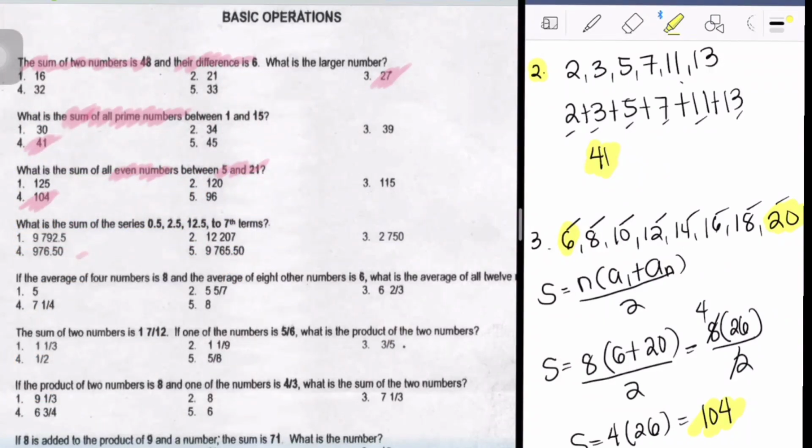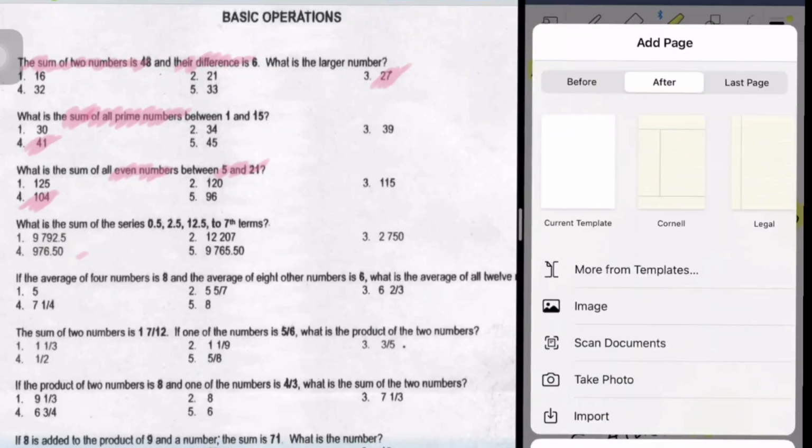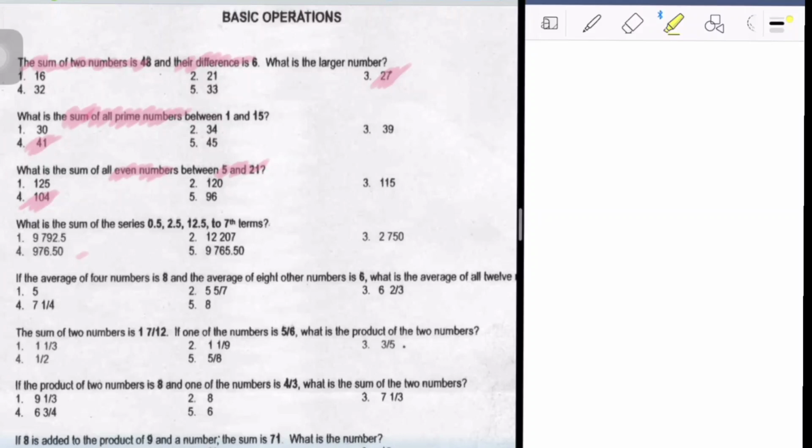So 104. Okay? Let's now move on with question number 5. Or question number 4. What is the sum of the series 0.5, 2.5, 12.5 to 7 terms? So medyo may confusion pagdating dito sa number na to. Actually, this is a sequence, no? So I'll just write it first.